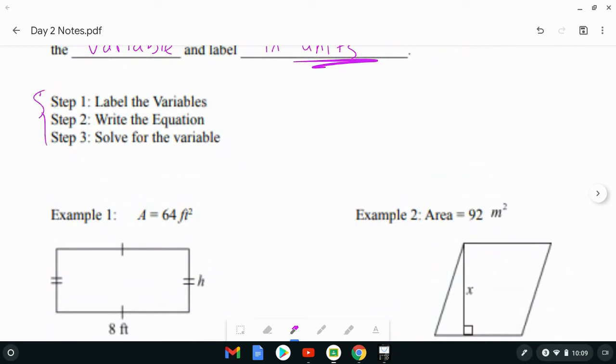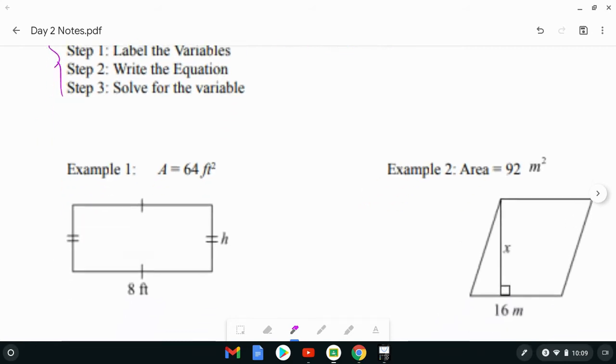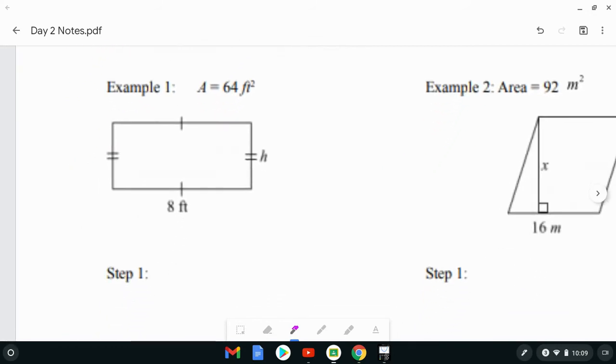This time, again, we're given the area. We're going to go ahead and label the variables. Step 1 that we know. Step 2, write the equation. That's based on the formula. And then we're going to do our algebra steps to solve for that unknown variable. Okay? So for example 1, let's go ahead and check this out.